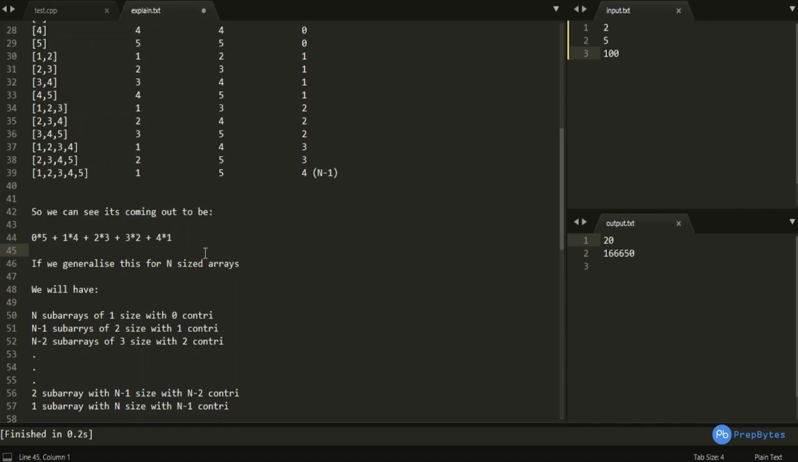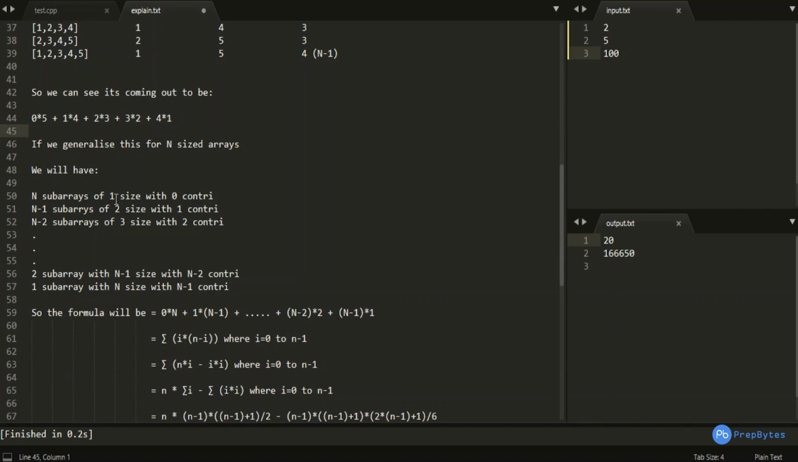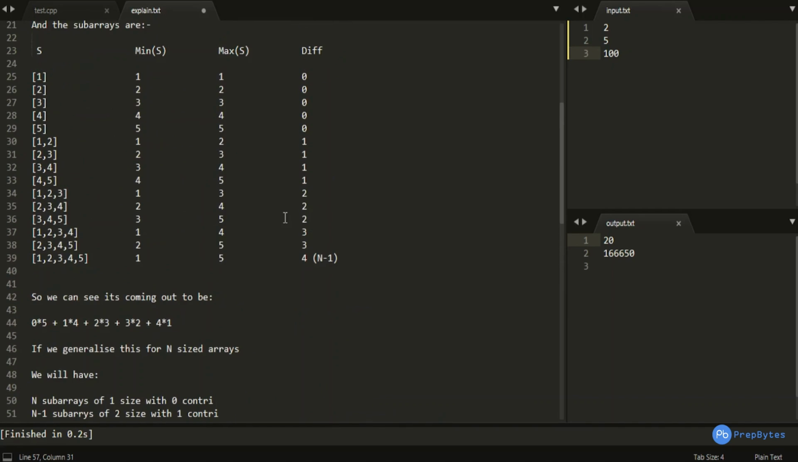So if we generalize this for n, we will have n subarrays of size 1 with 0 contribution, n minus 1 subarrays of size 2 with 1 contribution, n minus 2 subarrays of size 3 with 2 contribution, and it will go till 2 subarrays with size n minus 1 having n minus 2 as their contribution, and 1 subarray with size n with n minus 1 contribution. Contribution is nothing but the difference.